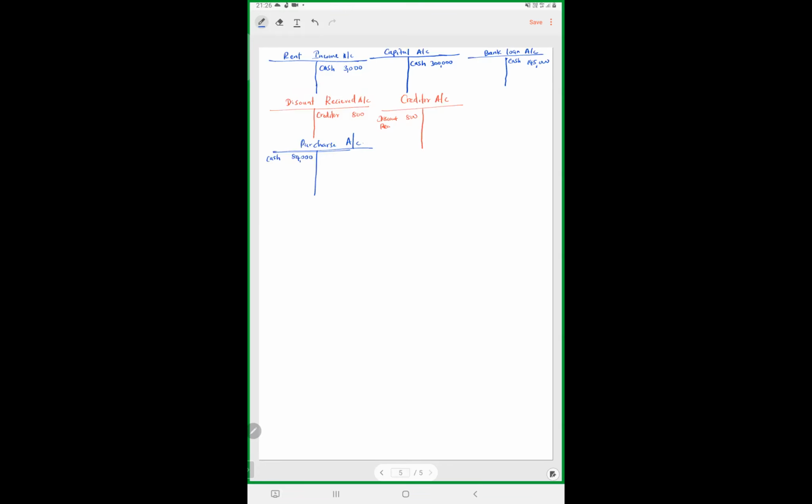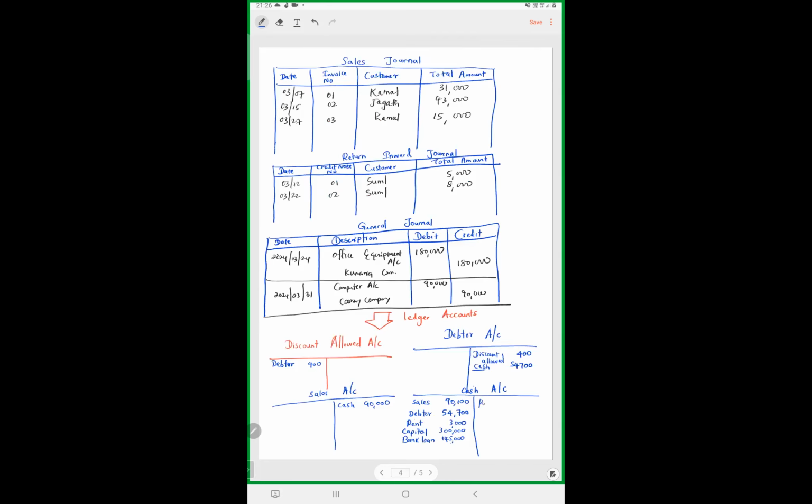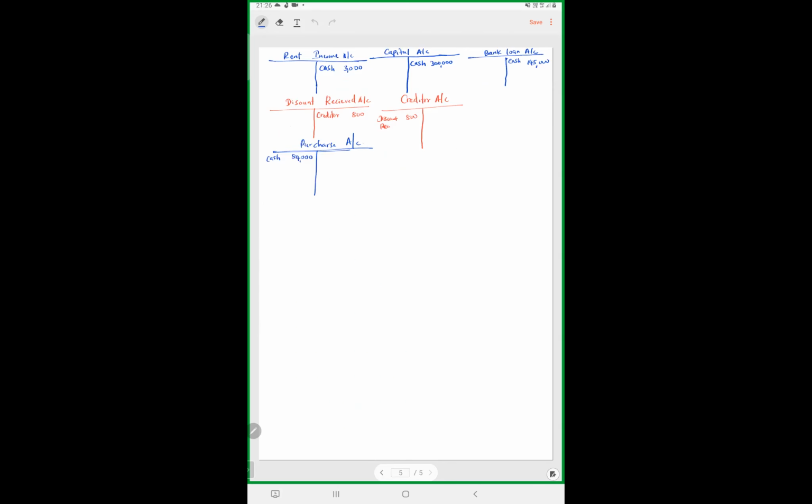Then cash account credit, purchase, 84,000.